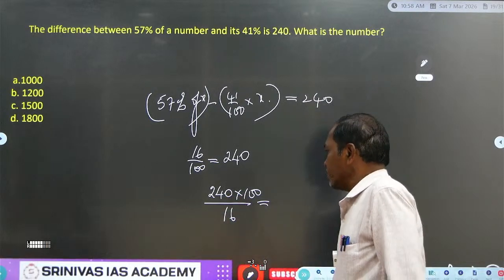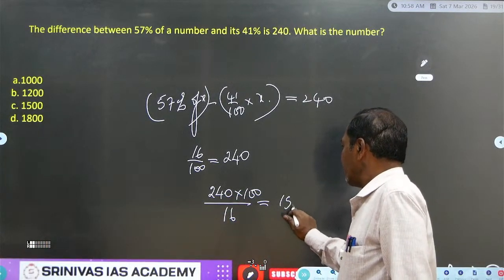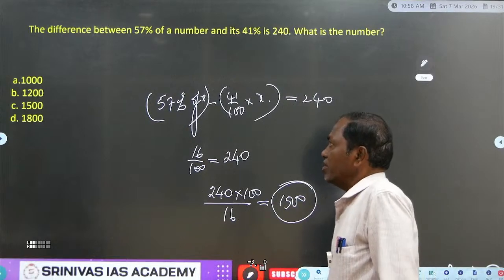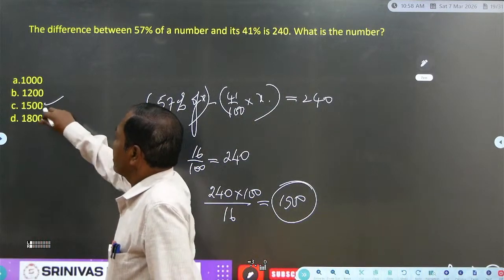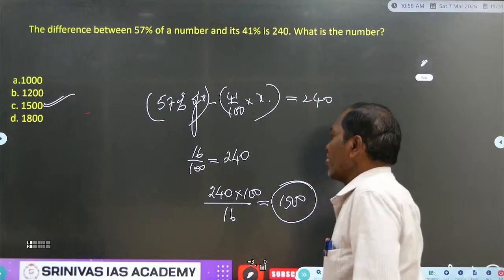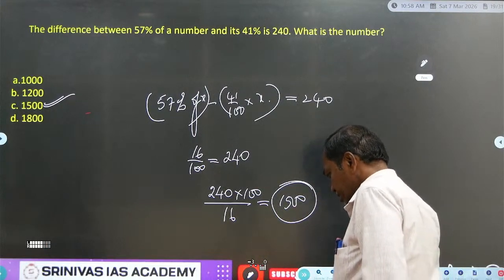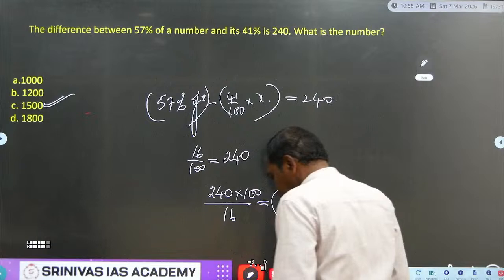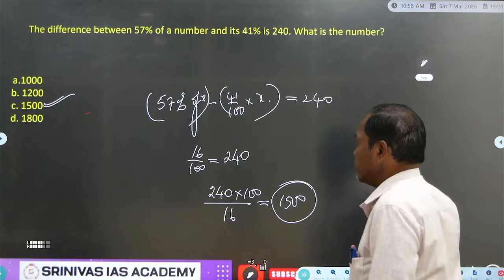16 ones are 16, so 1,500. That's the number. Option C. Yes, Rishi, correct. 1,500 is absolutely correct. Option C.